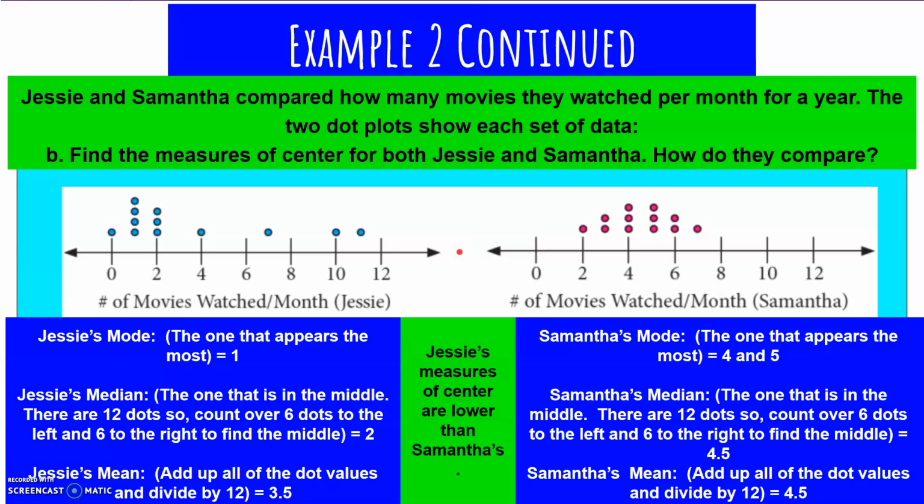Jesse's measures of center are also all lower than Samantha's, and that's probably because he has more data points down here in the lower regions, and hers are all higher.